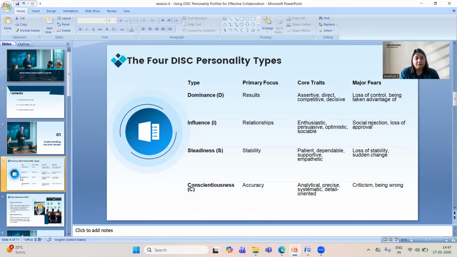Steadiness. Steadiness' primary focus is stability. They are patient, dependable, supportive, and empathetic. But they are fearful of sudden change and loss of stability. They are basically the person who is called Mr. Dependable. They are very supportive and empathetic.